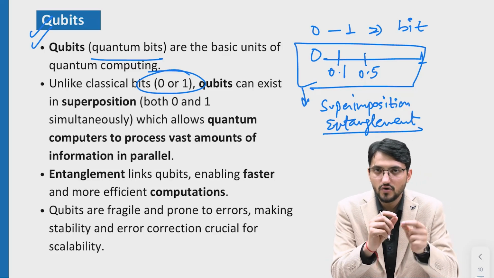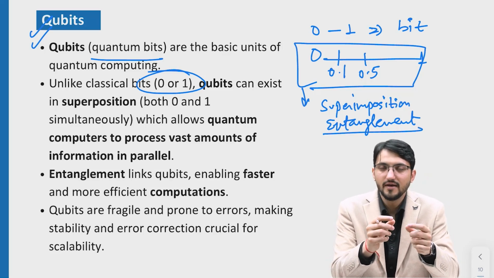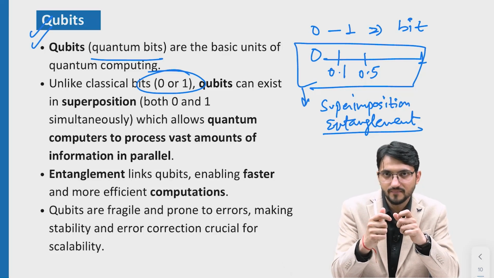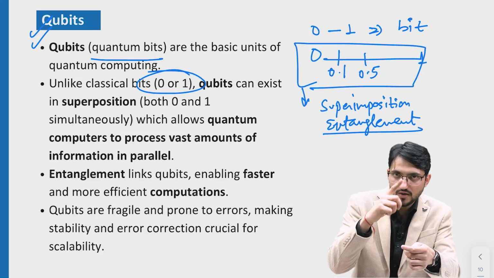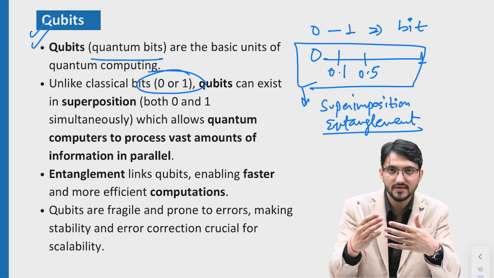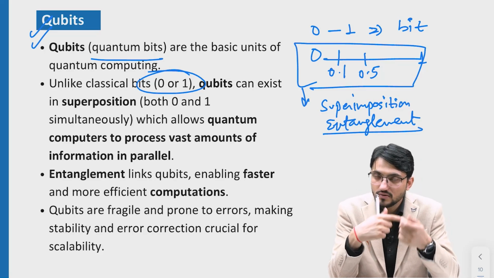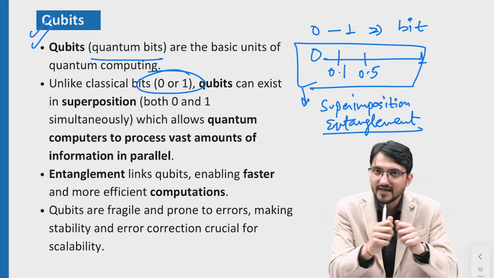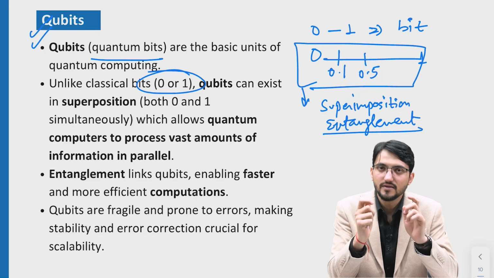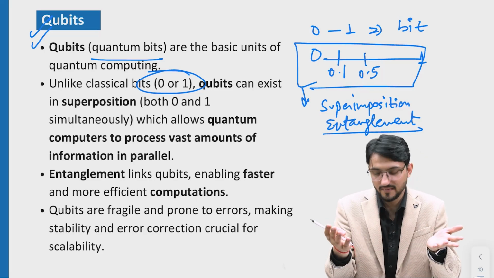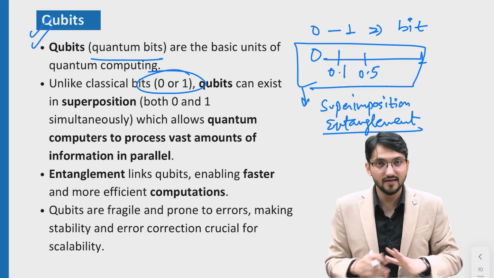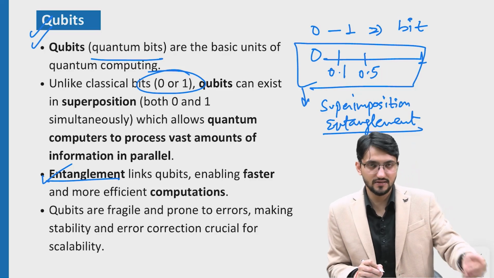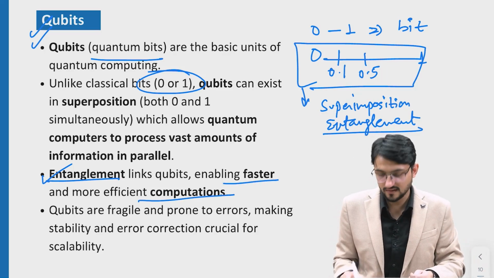Meaning that if there are two states of a particle, then the spin of these two states will remain opposite to each other. So if one state is upwards, the other definitely will be downwards. But if you change any one of these two spins, then the other will change without even communicating. So this is entanglement, superimposition and entanglement. And we use this to basically calculate things. That's the basic idea that I can give in a very limited period of time. So there is entanglement which links qubits, and we can basically do a faster computation.